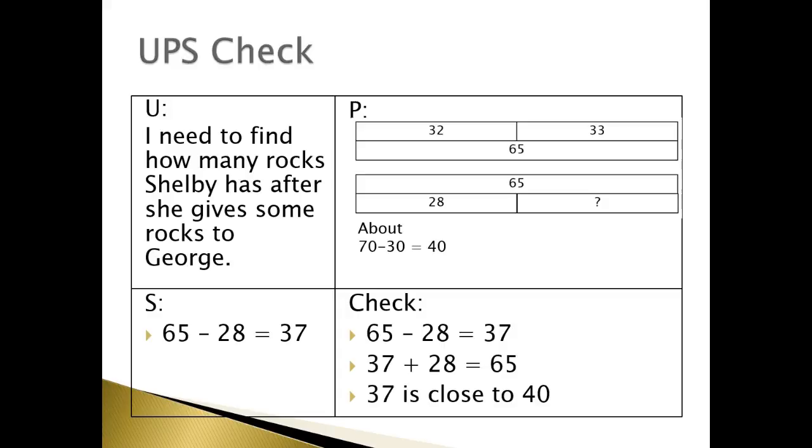I need to find how many rocks Shelby has after she gives some rocks to George. So that's your I need to find statement. And then our plan is to use a strip diagram, and then we estimate it. We have 32 and 33, and that's about 70. And we subtract 28, which is about 30. So our answer should be around 40. So then the kids actually solve, and then they check back to make sure that they have an answer, which is 37, which is close to 40.